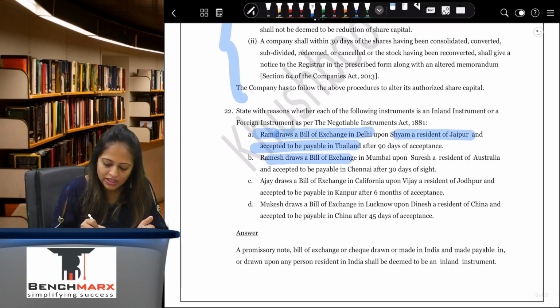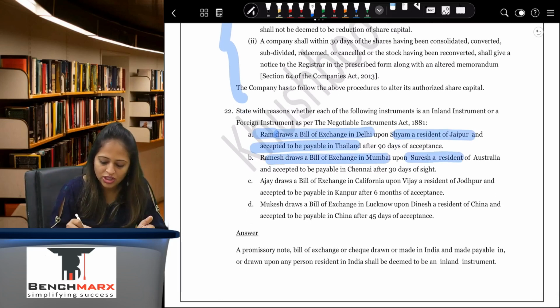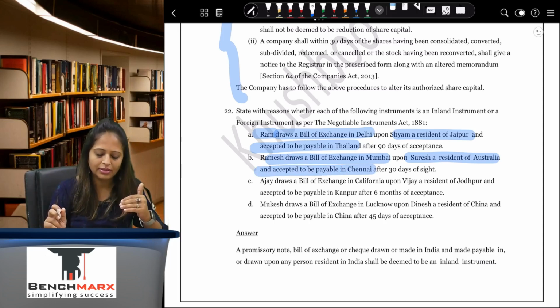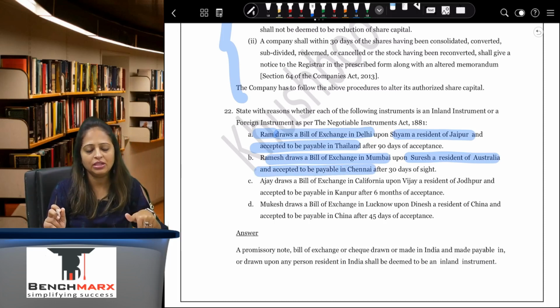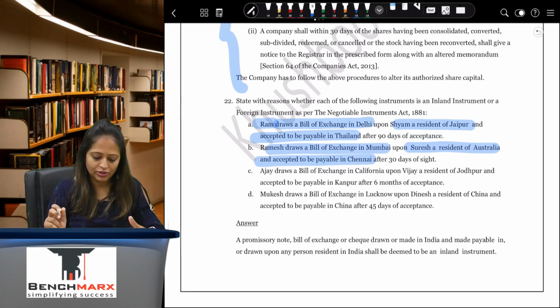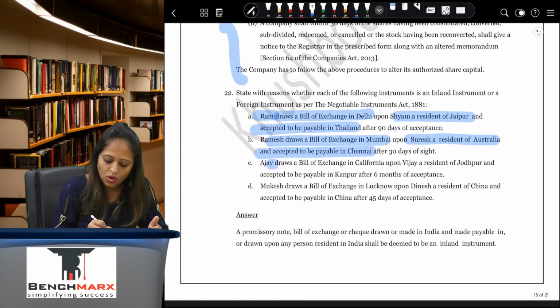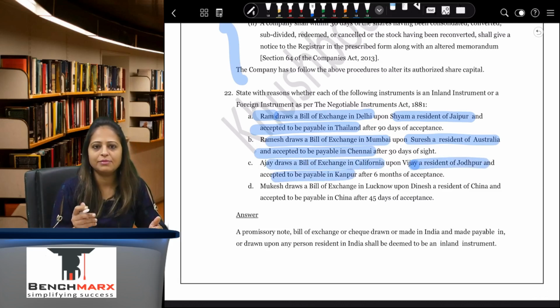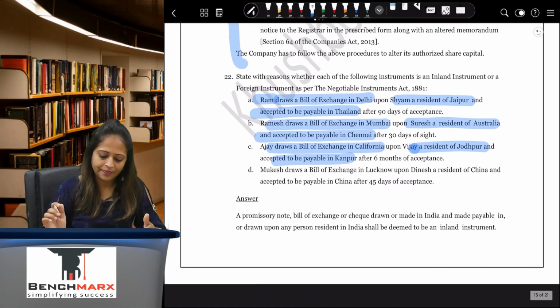Ram draws a bill of exchange in Mumbai upon Suresh, a resident of Australia, accepted to be payable in China. So this is drawn in India upon Suresh, who is a resident of Australia, but this is accepted and payable in Chennai, and hence it will be called an inland instrument. Ajay draws a bill in California upon Vijay, a person resident in Jodhpur, accepted to be payable in Kanpur. Now here it's drawn outside India, so it will be a foreign instrument.